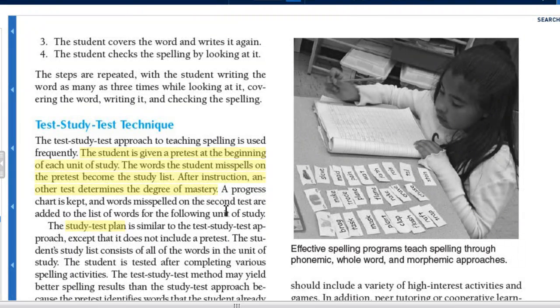After instruction, another test determines the degree of mastery. Okay, and that's usually that Friday test. A progress chart is kept, and words that are misspelled on the second test are added to the words for the following unit of study. And this is what frustrated the students I taught, that they'd miss words and oh my goodness, they'd show up next week. And of course, one of the challenges is what to do when there are too many words, and you come up with this study test plan.